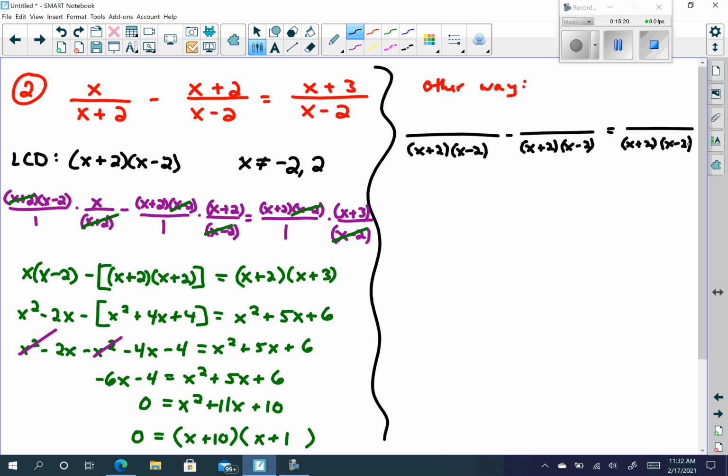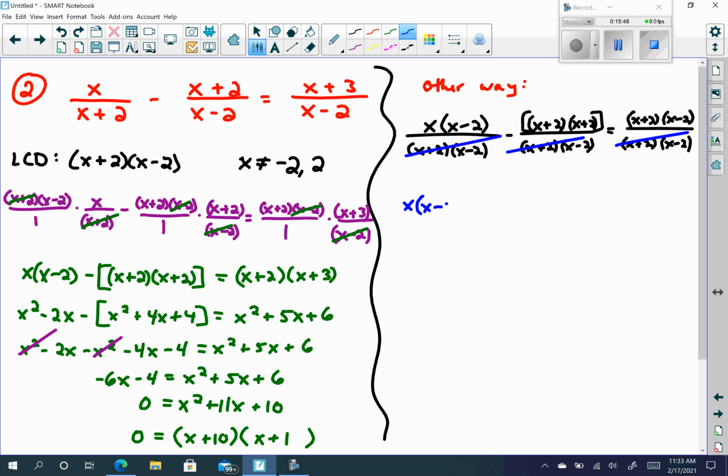Adjust our numerators. So this first x would have to get multiplied by an x minus 2. The second numerator would have to get multiplied by an x plus 2. But I'm still going to keep my brackets around that because it's after a minus sign. And then the x plus 3 would have to get multiplied by an x minus 2. And then what we would do at this point is just cross out our denominators because they're all the same. That means the numerators have to be equal. And then I'm left with this same step right here.